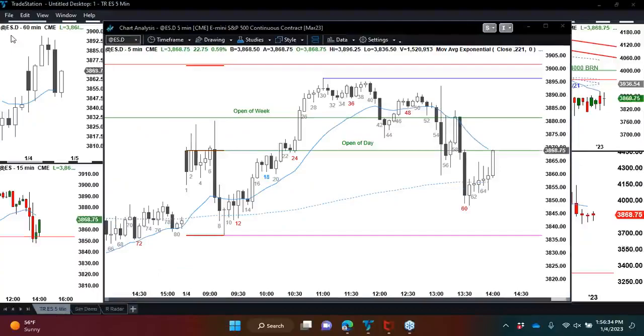So becoming always in long. Let's see if the bulls can get consecutive strong trend bars here. If so, this could reverse up pretty quick. Probably going back up to this green line, the open of the week. But the bulls need a strong close here.